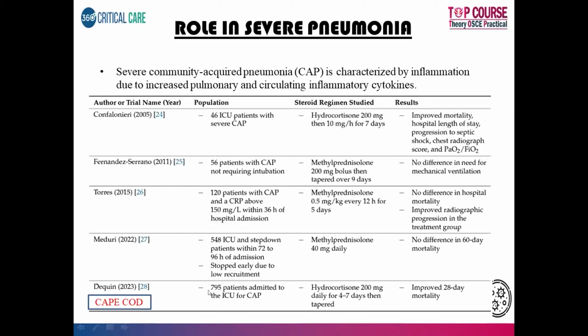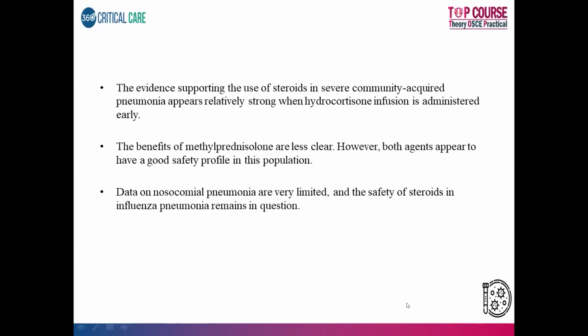Now, recently in 2023, Dickwin has done a trial that is nothing but the Cape Cod trial. I think you people have heard about that. Here they have given hydrocortisone 200 mg daily for 4 to 7 days and then tapered it. This trial showed an improved 28-day mortality. So the evidence supporting the use of steroids in severe community-acquired pneumonia appears relatively strong when this hydrocortisone infusion is administered early in the course of the disease.